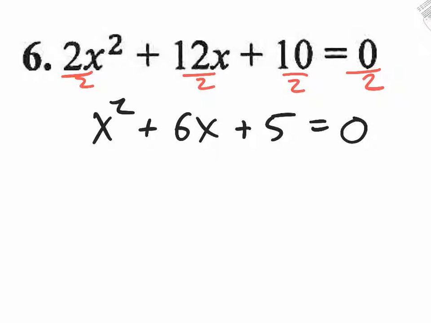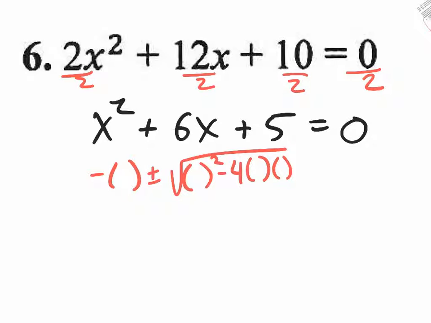Now normally if I were solving this equation, I would factor it, split it, and solve it. But because they want you to practice the quadratic formula, let's do the quadratic formula. Negative b plus or minus the square root of b squared minus 4 times a times c, all divided by 2 times a, where your a is 1, your b is 6, and your c is 5.